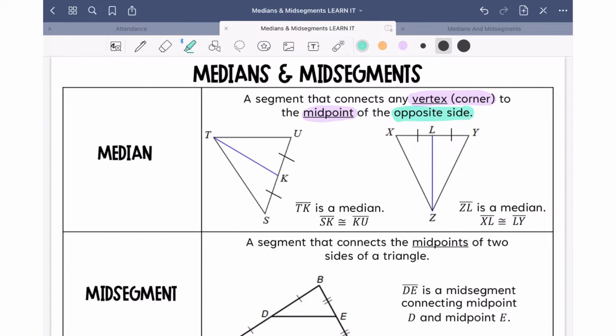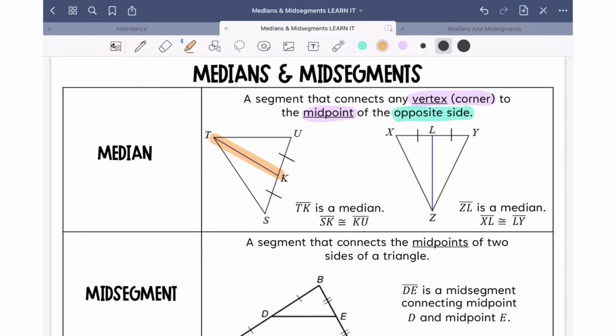Here on my first example, I'm going to use this vertex T. Right here, that is a corner. And then I'm going to create a median by connecting it to a midpoint on the other side of this triangle, K. All right, so that means that this segment, TK, is a median.